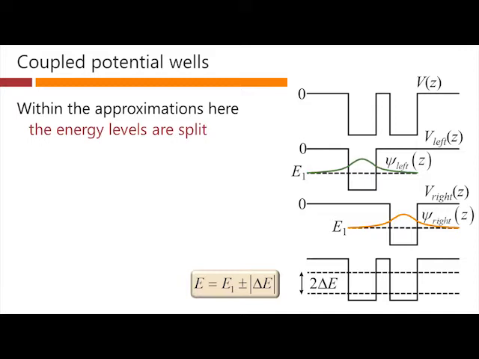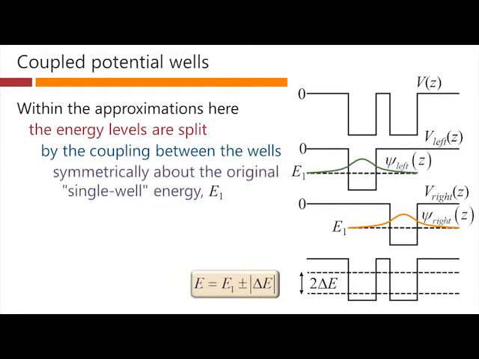So within these approximations here, the energy levels are split by the coupling between the wells. It's only the interaction within the barrier that comes into this particular calculation here. And these are split in this model symmetrically about the original single well energy. So this single well energy would be exactly in the middle here between these two lines I've drawn.